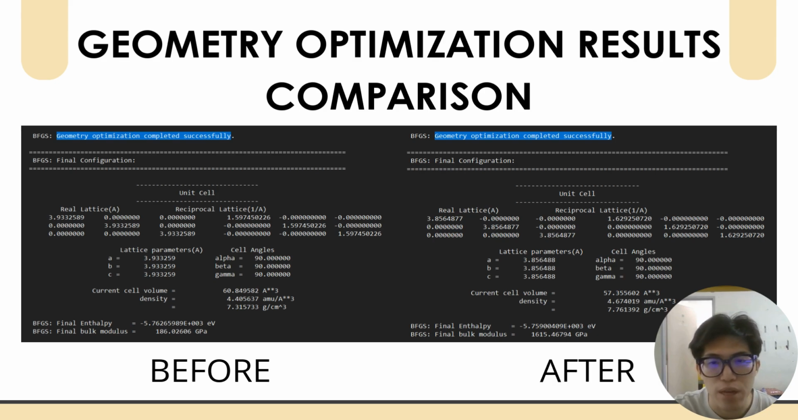The enthalpy changed by 3.66 eV, which became slightly less negative. This reflects the work done on the system by external pressure and the change in internal energy terms. The bulk modulus increased dramatically from 160 gigapascal to 1615.5 gigapascal, indicating the structure stiffened under the high applied pressure.